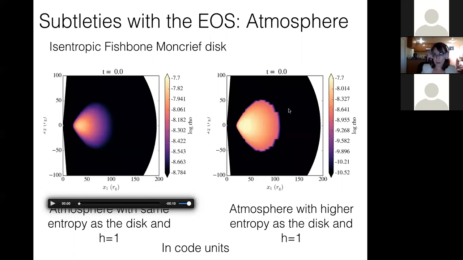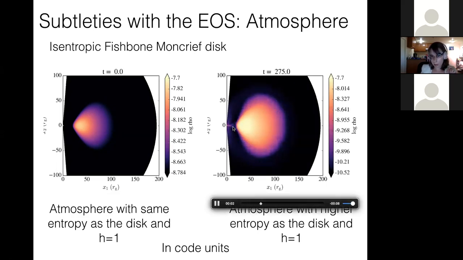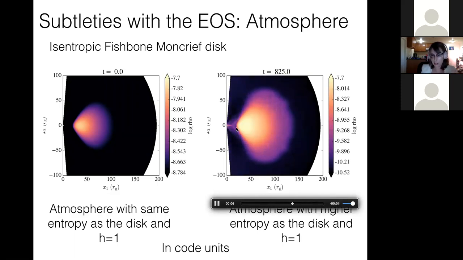So then what we did is, okay, let's try to have the atmosphere with higher entropy than the disk, but still with an enthalpy of 1, because if we have the enthalpy and we have the entropy, we have all the other variables. Let me show you what happens in that case. You're going to see that the outflow, in this case, is not that dense, so it actually does not do anything to the disk, but you start to see a lot of diffusion in the outer regions of the disk. This was actually something that I wanted to discuss yesterday.